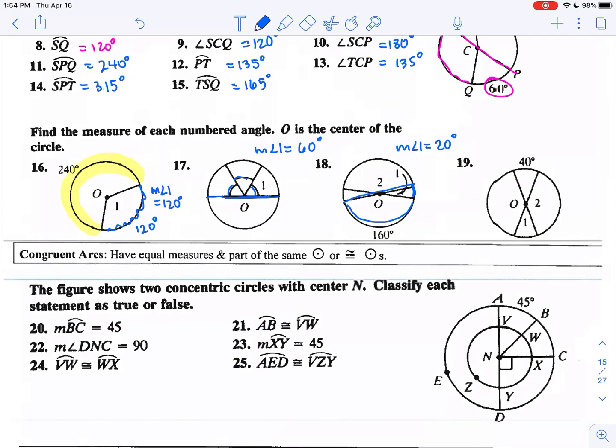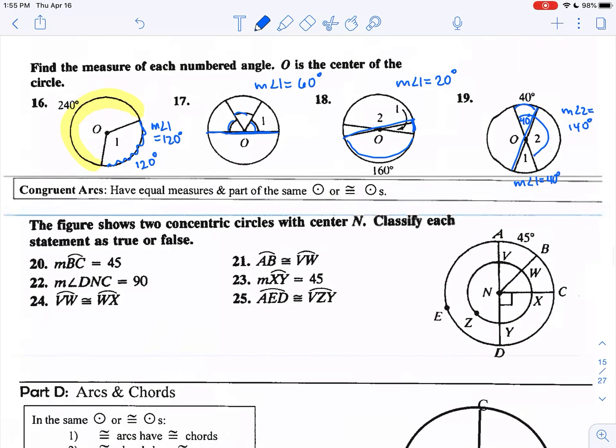And then on the 19, this is the diameter. The measure of that arc is 40, so the central angle is 40, which is vertical to angle 1. So the measure of angle 1 is equal to 40 degrees. And then that is a linear pair to angle 2, or we could have seen that also going in this direction as well. So the measure of angle 2 is 140 degrees.